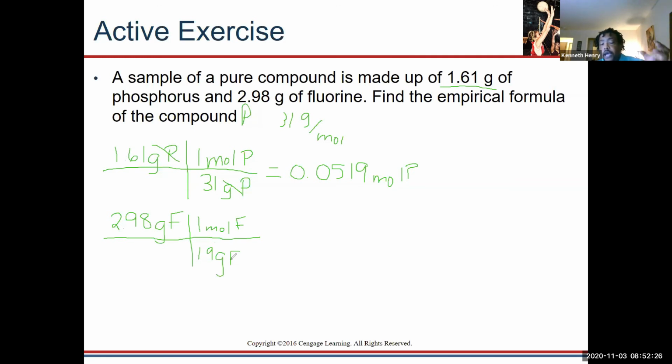So whenever I want to change my grams into moles, I'm going to use the molar mass. I'm going to use the periodic table. Okay? Tattoo that on your butts. Do not forget it. So I better see you guys all at the tattoo artist this week.